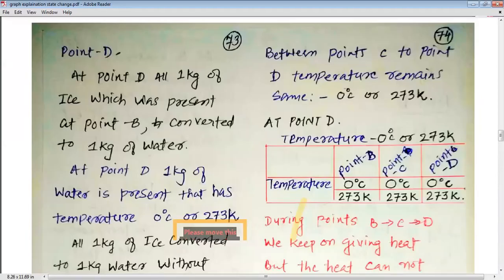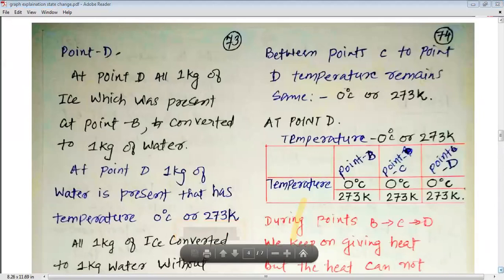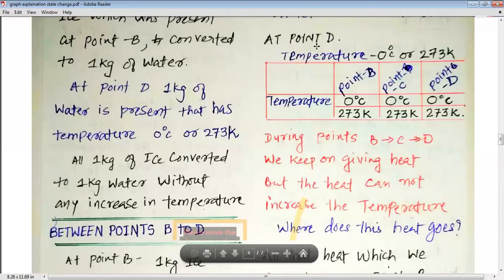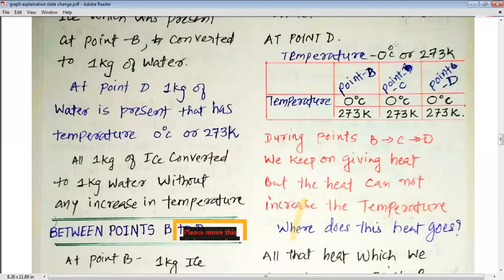So now let us understand the same fact using this table. Please remember, my dear students, that at point D, the temperature is 0 degrees centigrade or 273 Kelvin. At point B, we have 0 degrees centigrade or 273 Kelvin. At point C, we even have 0 degrees centigrade or 273 Kelvin. At point D, we also have 0 degrees centigrade and 273 Kelvin.